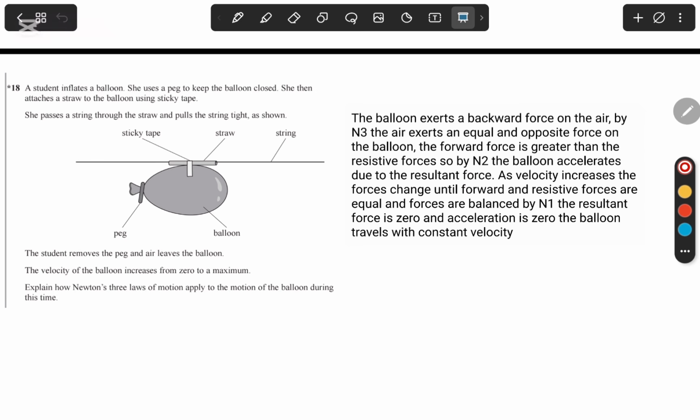Now, what's going to happen is that the magnitude of the acceleration is going to go down, because as velocity increases, the forces are going to change and they're going to start to balance out. So as they start to balance out, the resultant force is going to go down, so the acceleration is also going to go down, and they're going to start to become closer and closer to zero. And then eventually, when the forward and resistive forces are balanced, then by Newton's first law, resultant force is zero, the acceleration is zero, and the balloon travels with constant velocity, terminal velocity, or maximum velocity. Okay, so that's going to be your answer.